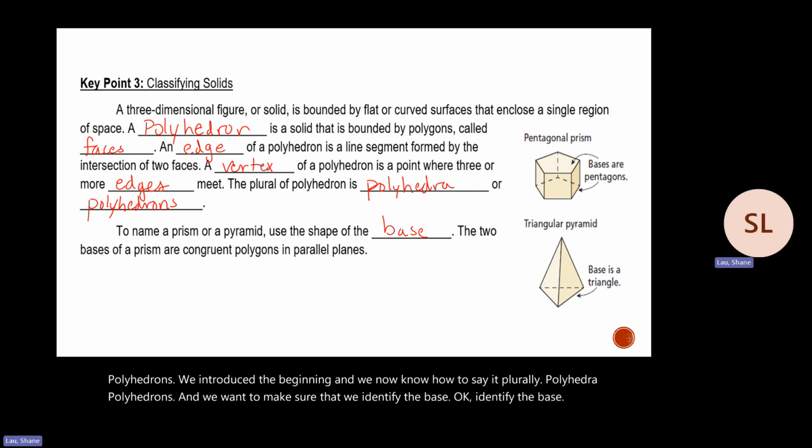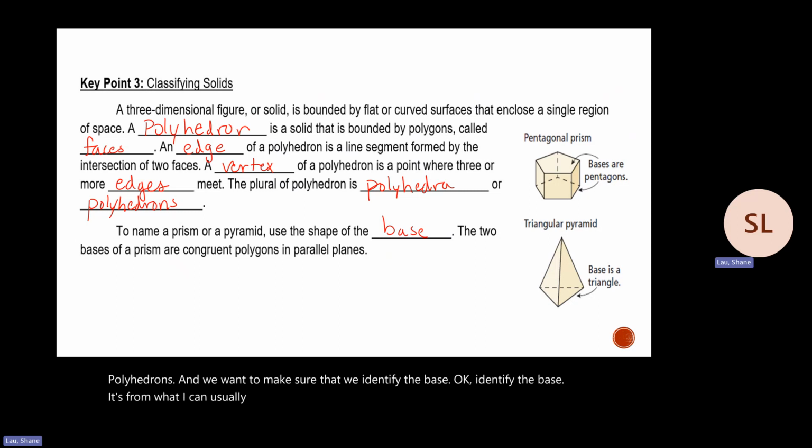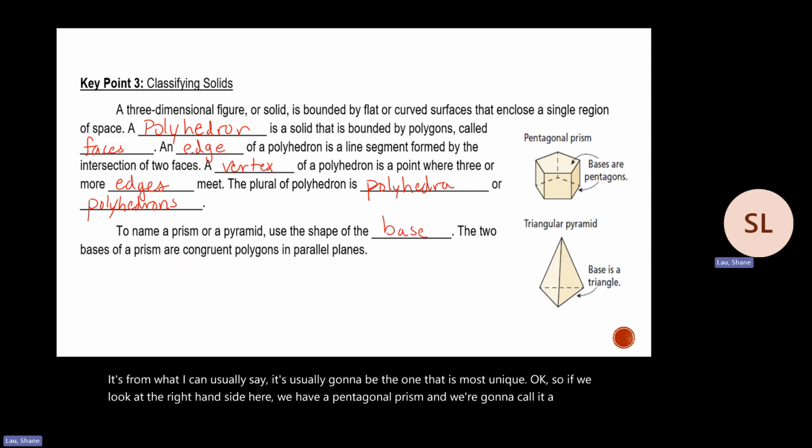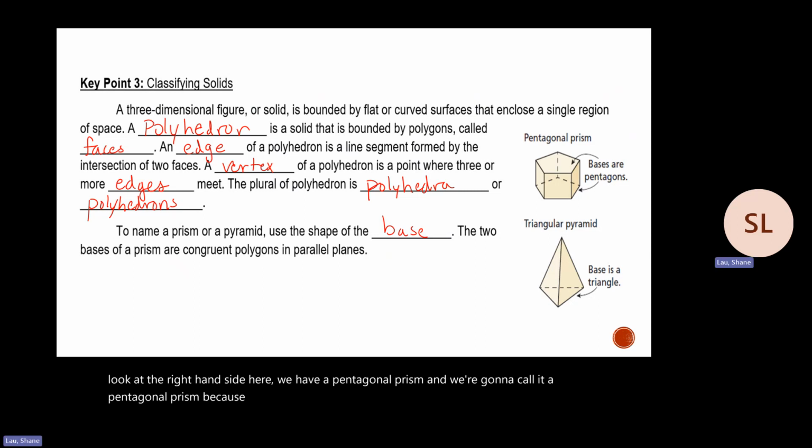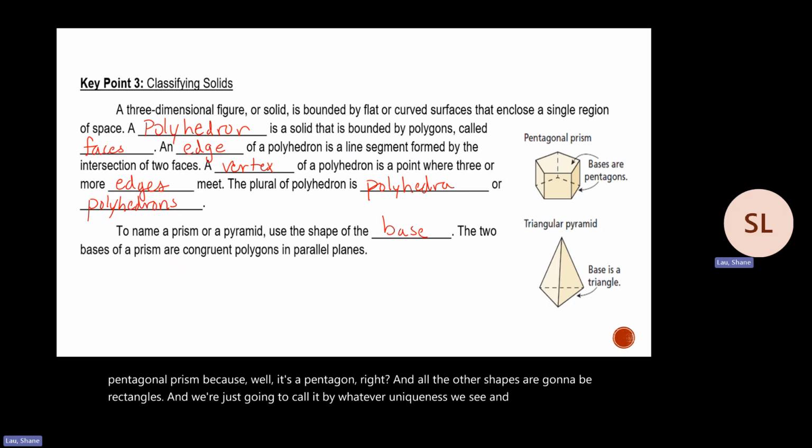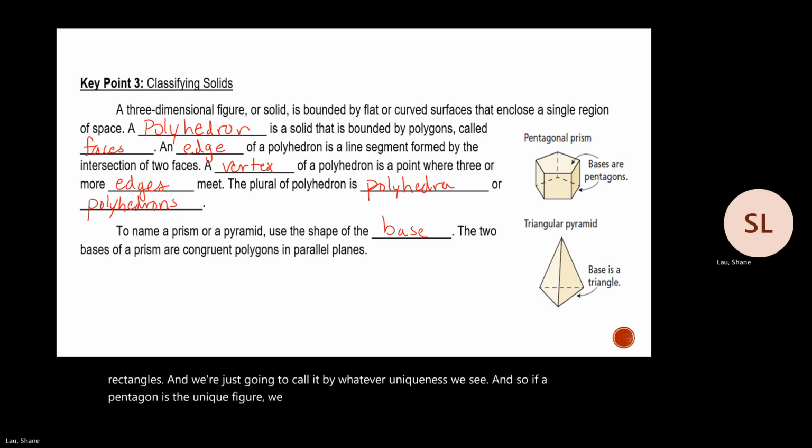From what I can usually say, it's usually going to be the one that is most unique. Okay, so if we look at the right-hand side here, we have a pentagonal prism. And we're going to call it a pentagonal prism because, well, it's a pentagon, right? And all the other shapes are going to be rectangles. And we're just going to call it by whatever uniqueness we see. And so if a pentagon is the unique figure that we see here, we're going to call it a pentagon.